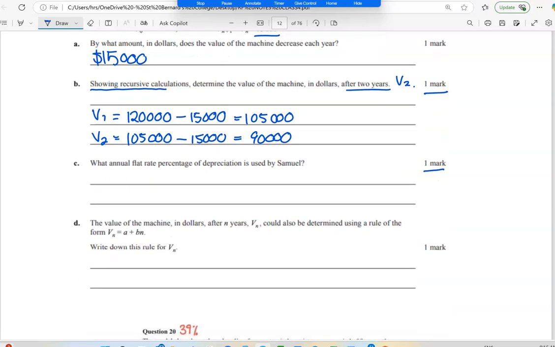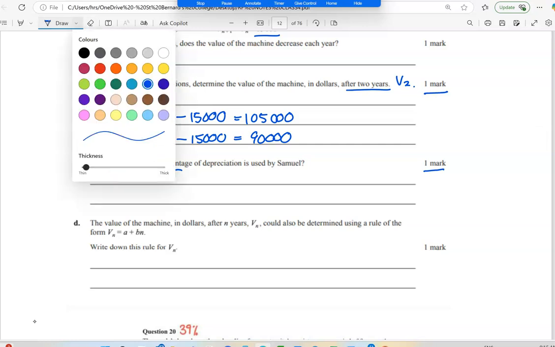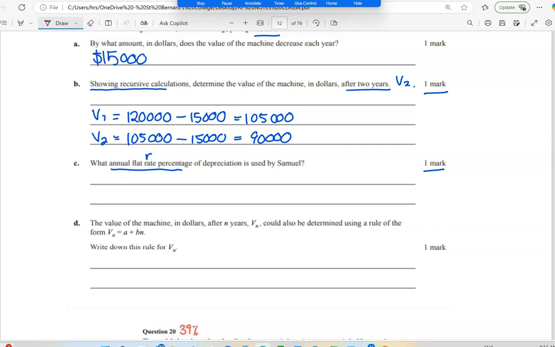So the next one, the annual flat rate. We want rate again, so we did see in our notes a formula. We had that R equals the D value over V0 times 100. So let's use that formula here to find the annual flat rate. The reason I'd rather use this formula than solve is because if you're asked to show how the flat rate is the answer, you need to do this one.